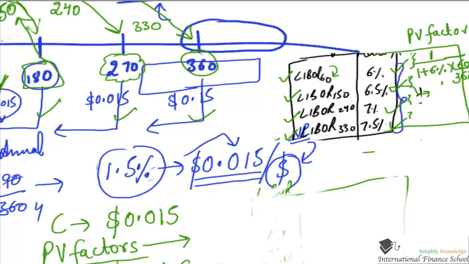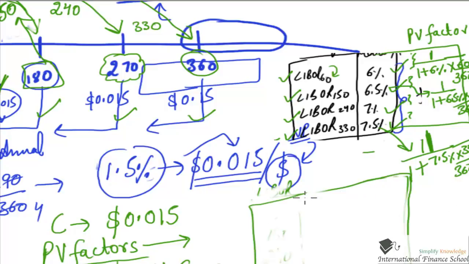Similarly, I can compute 1 by 1 plus 6.5%, for 150 days. And similarly, the last one would look like 1 divided by 1 plus 7.5%, and it is for 330 days out of 360 days. The rates are annual, so I'm converting them. So get the present value factors for each one of them, for 60, 150, 240 and 330.